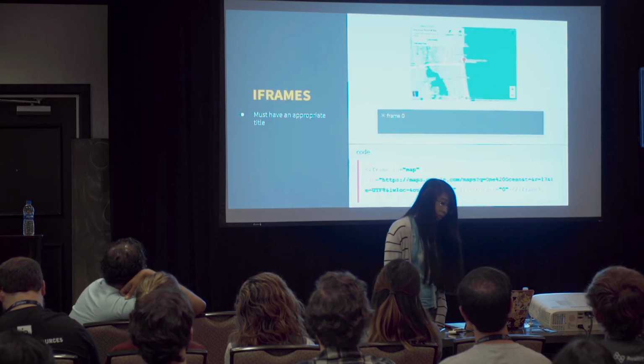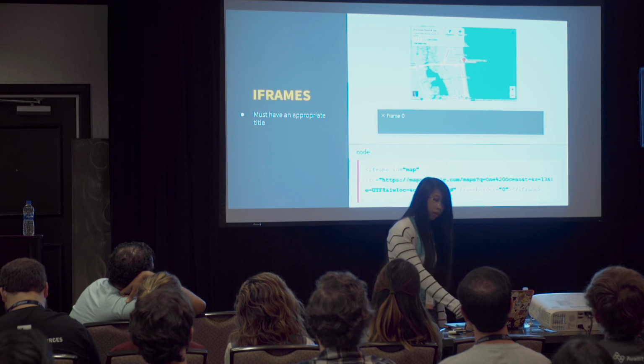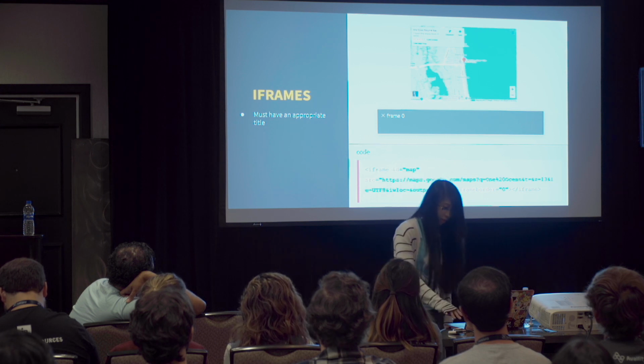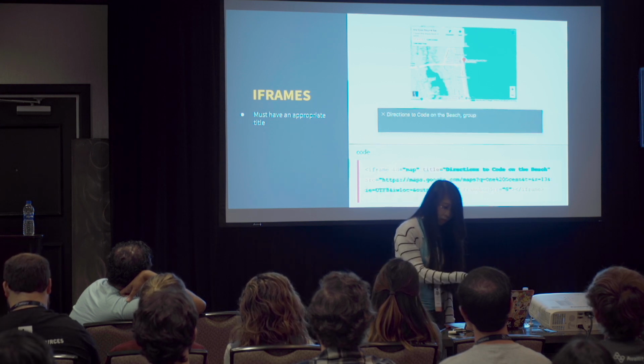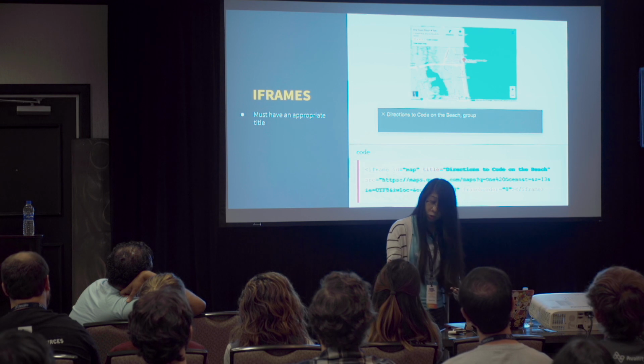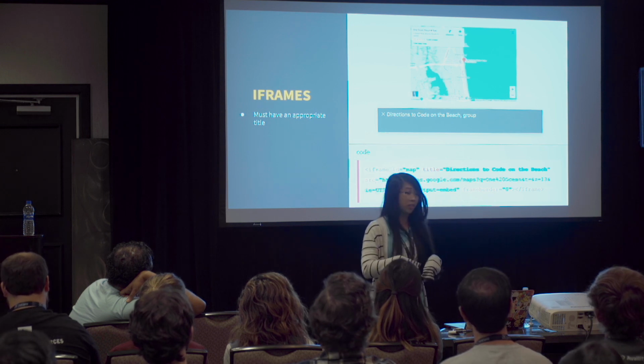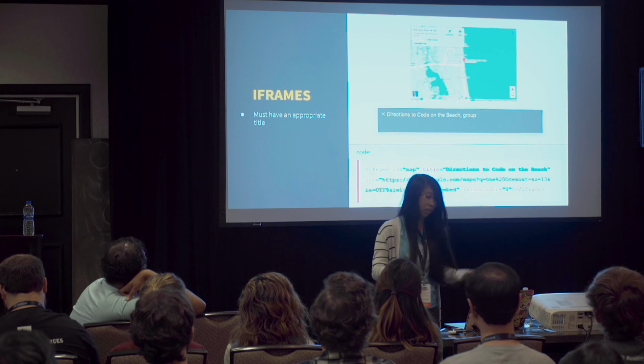Iframes. So iframes, they just need a title. So if you were to go to this inaccessible one, it would read frame 0, which is kind of confusing. So if you add a title, it'll read directions to code on the beach, group. I don't know why VoiceOver reads it as group. Different screen readers read it differently, but it's still better than frame 0. Right?